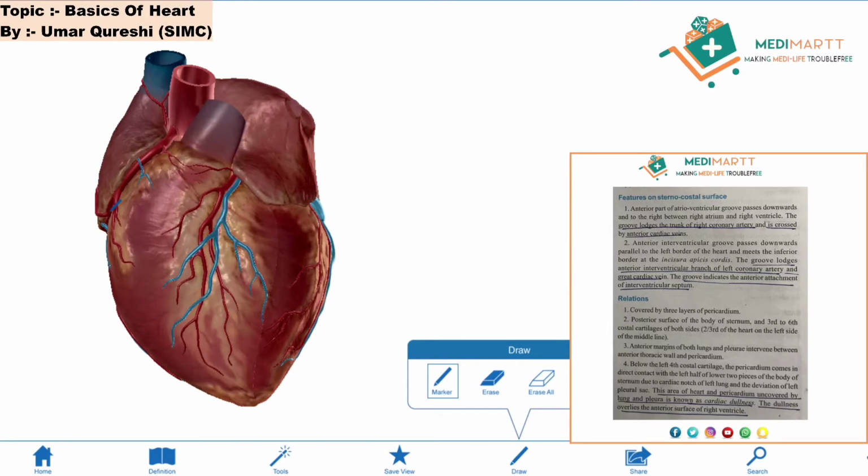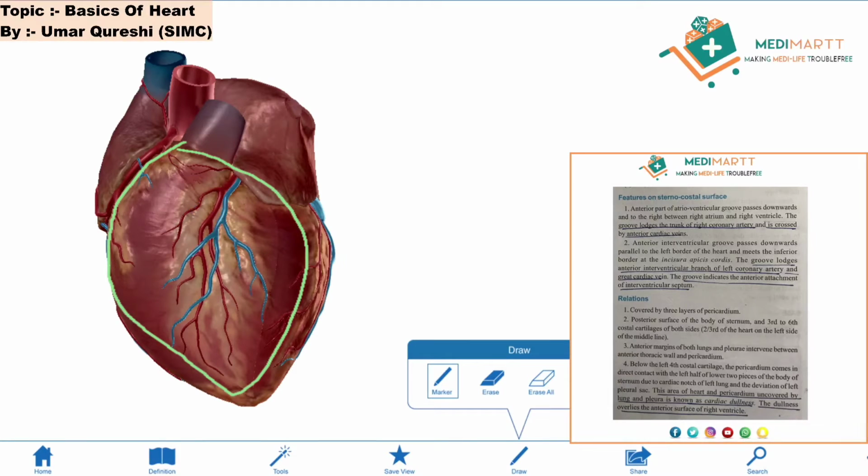Now, the relations of the sternocostal surface. I already told you what the relations are in our previous videos. Please watch all of our videos, because only then will you understand these terms. So the first relation of the sternocostal surface is that it is covered by the 3 layers of the pericardium. I already told you that there are 2 main layers of the pericardium, then there are subdivisions in that. So this sternocostal surface is covered by the 3 layers of the pericardium.